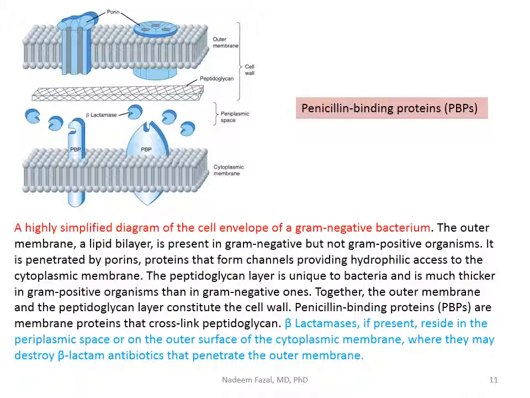Okay? So the whole idea is that beta-lactamases that we talked about, if they are present, reside in this space over here. And penicillin binding proteins specifically go all the way through into the cell membrane. So they're pretty much stuck over there. We call them transmembrane proteins. They go through and through. So they have an inner edge and an outer edge, and they are stuck over there. And this is a typical gram-negative bacteria.